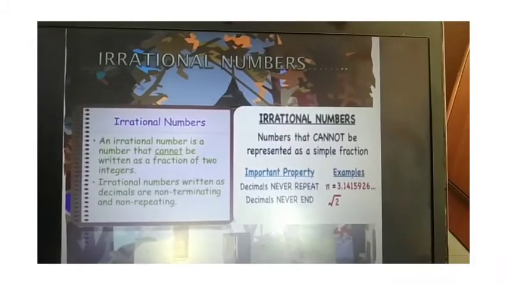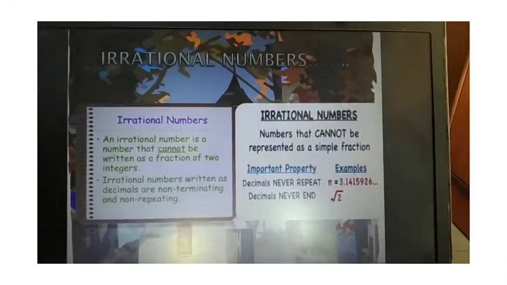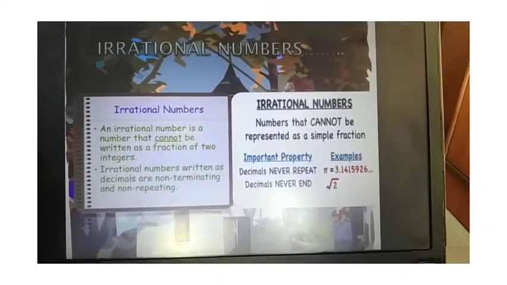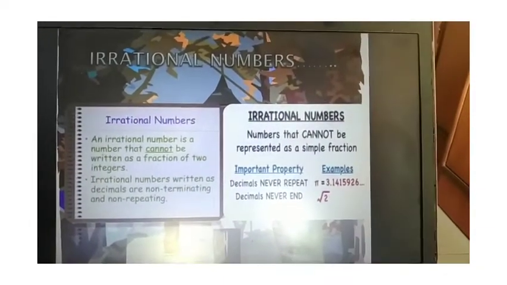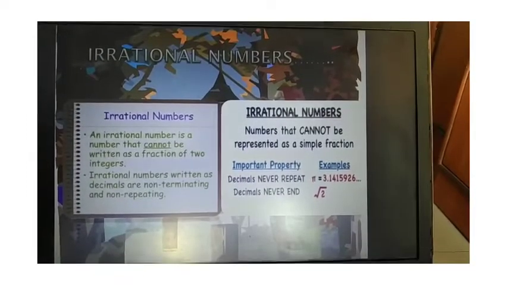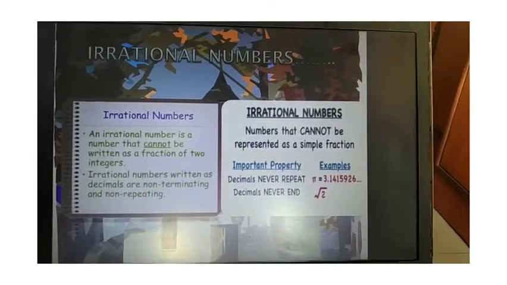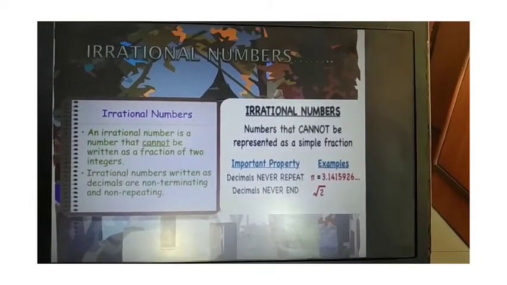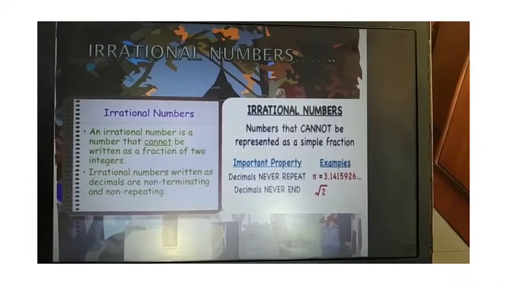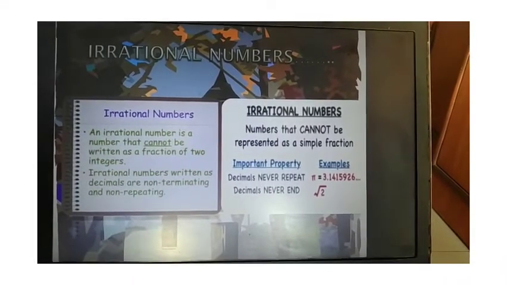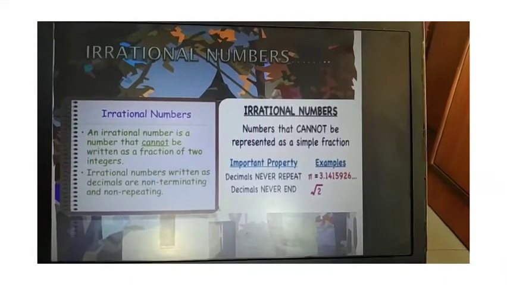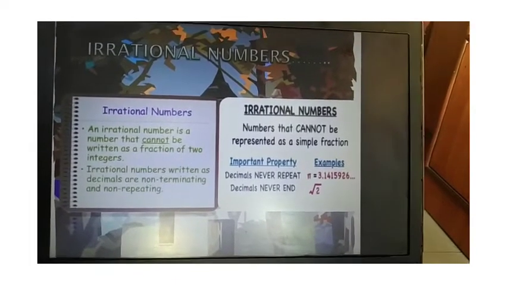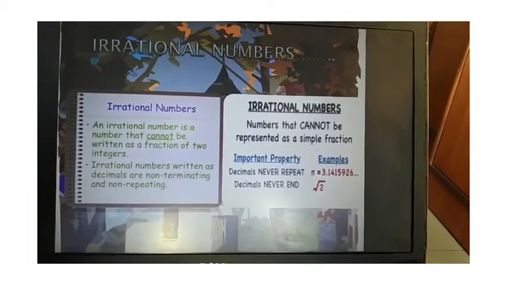So today we'll see the next topic, irrational numbers. So what is an irrational number? As I already said, an irrational number is a number that cannot be written as a fraction of 2 integers, that cannot be written in the form of p by q. Numbers that cannot be represented as a simple fraction are called irrational numbers. So I have given the examples there also.